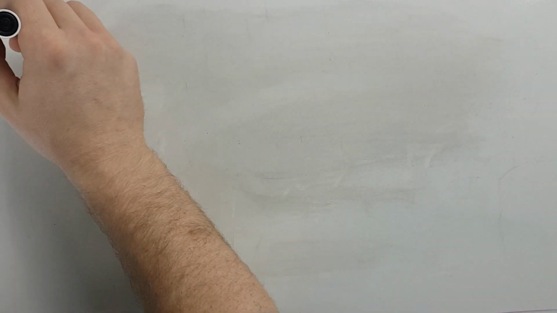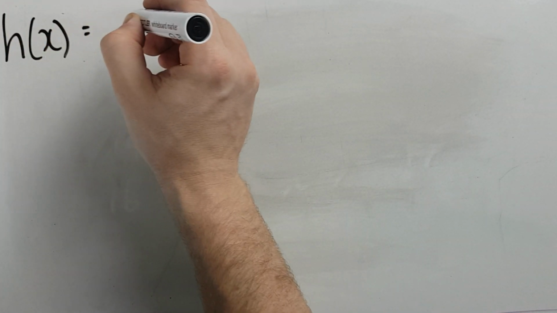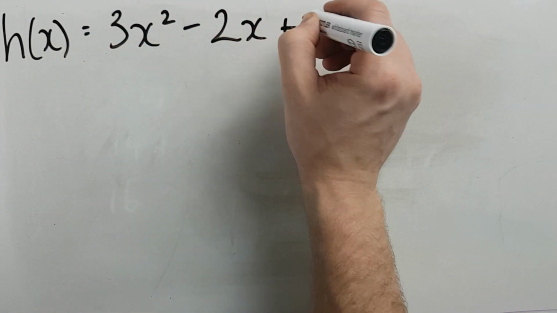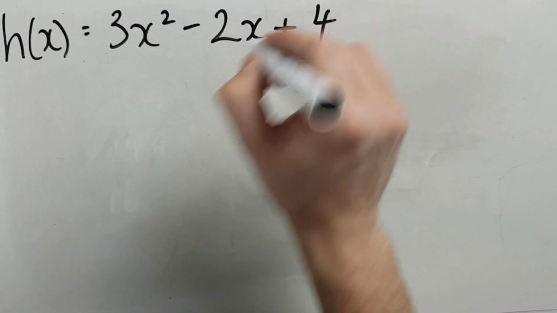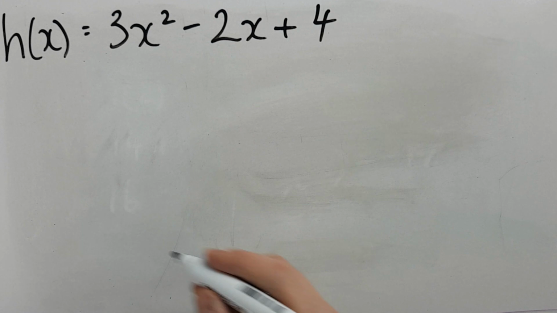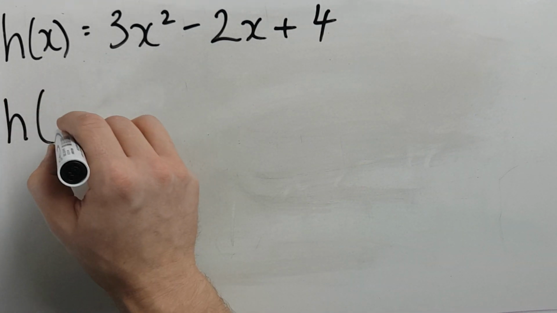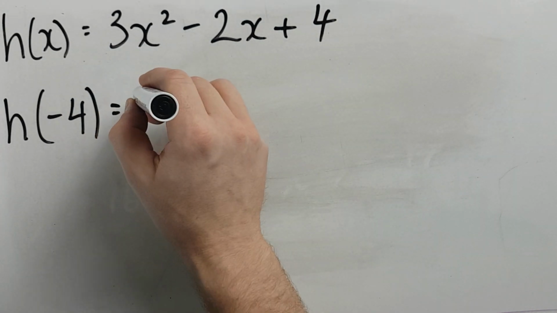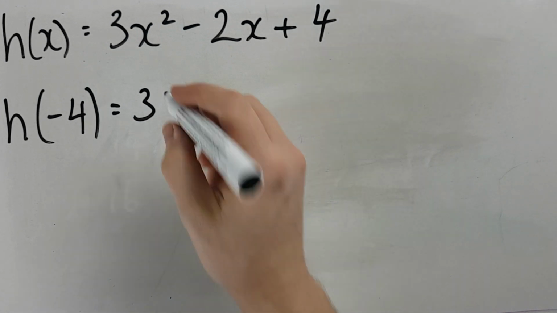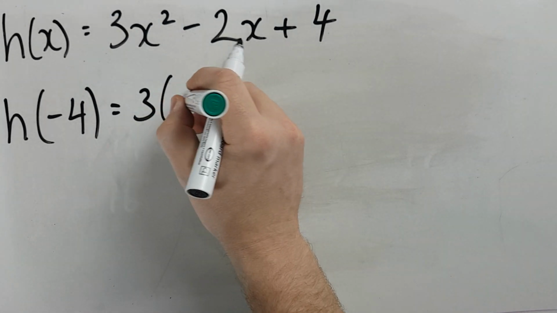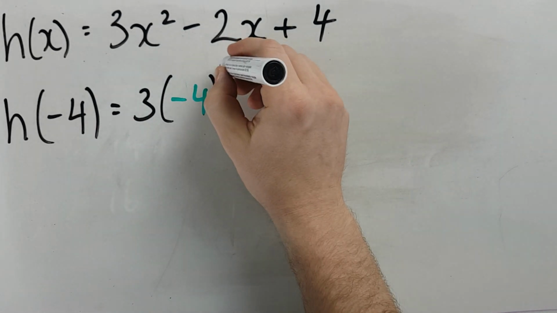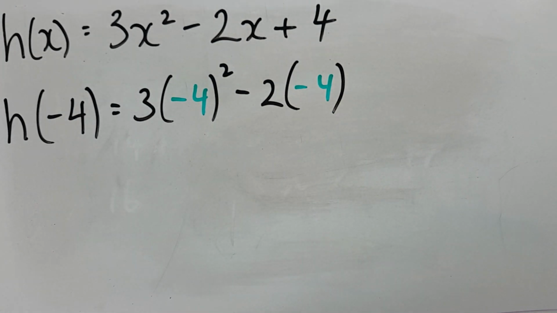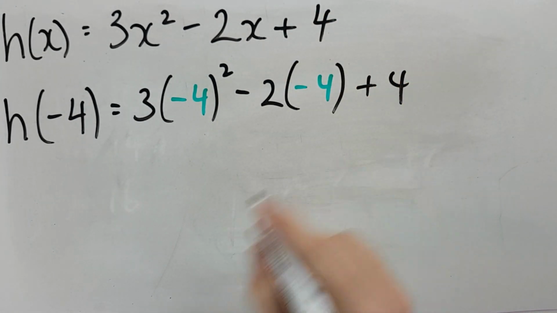Let's try another one to make it hard. We'll say h of x is 3x squared minus 2x plus 4. So let's make it a hard one. I'd like you to try, what would be h of minus 4? So, I'm going to take my time this time. It'd be 3 times minus 4, get the minus 4 from there, squared, minus 2 times minus 4, and then don't forget to add on the 4 here that's written, plus 4.